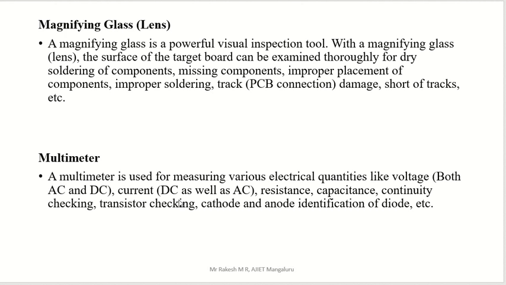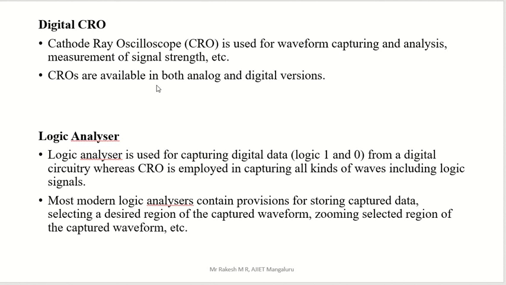Then we have the digital CRO. Anyway, this CRO we used in the previous semester, that is a cathode ray oscilloscope. Here the cathode ray oscilloscope is used for waveform capturing, to capture the waveform, and for analysis and measurement of signal strength, etc.